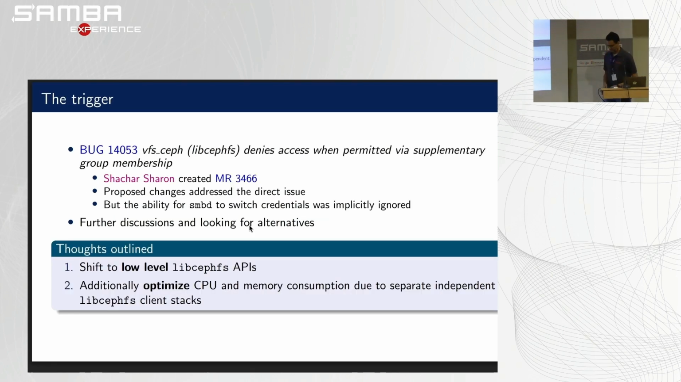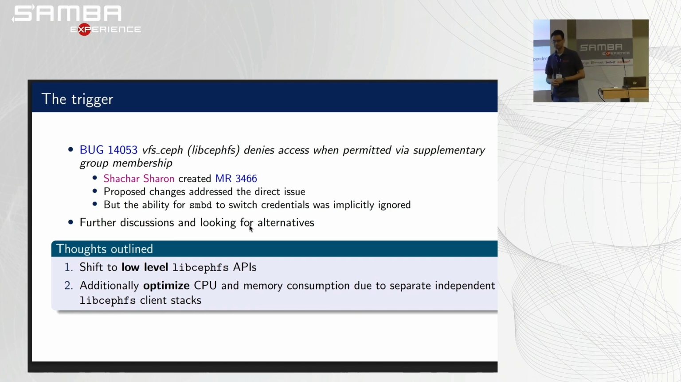So here is the trigger that we have been looking at. Basically, I would say Shahar, one of our colleagues. There was a bug which says that even though a user is permitted to access the file system as part of supplementary groups, not the normal user and group, it denied the access, even though the user is part of a supplementary group and is allowed to access. This was the trigger, and a merge request was created.